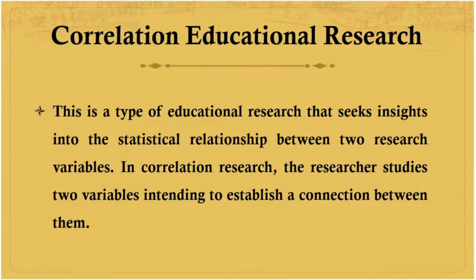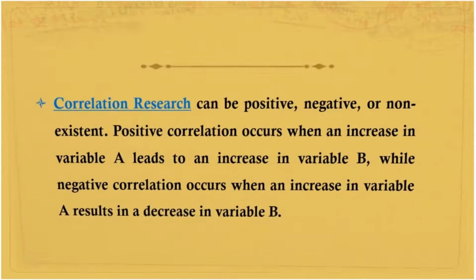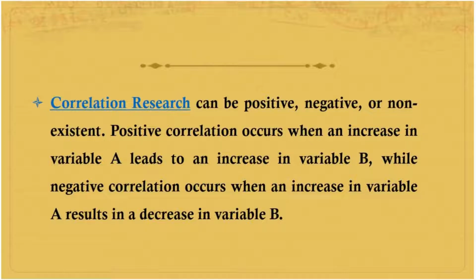Correlation educational research. This is a type of educational research that seeks insights into the statistical relationship between two research variables. In correlation research, the researcher studies two variables intending to establish a connection between them. Correlation research can be positive, negative, or non-existent. Positive correlation occurs when an increase in variable A leads to an increase in variable B, while negative correlation occurs when an increase in variable A results in a decrease in variable B.